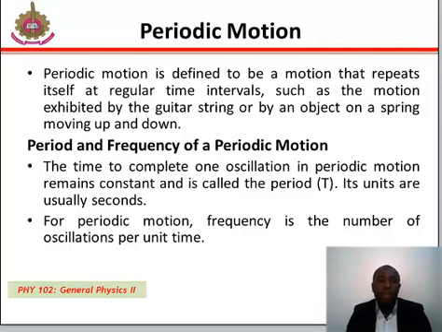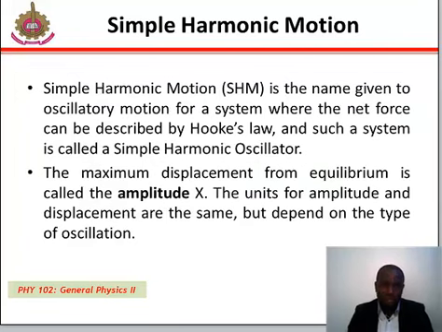The time to complete one oscillation in periodic motion remains constant, and it is called the period, represented by T. Since it is time, it is always measured in seconds. For periodic motion, frequency is the number of oscillations per unit time. The unit of frequency is cycles per second, and professionally it is termed Hertz. Now let's talk about simple harmonic motion.